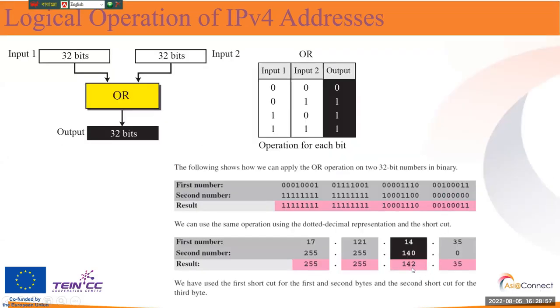So in this way, we can perform the OR operation. These three operations we need to explore the IPv4 address, to find out the network address, find out the subnet mask, or other issues. So this is basically the background of IPv4 and the different kinds of operations we have just discussed.